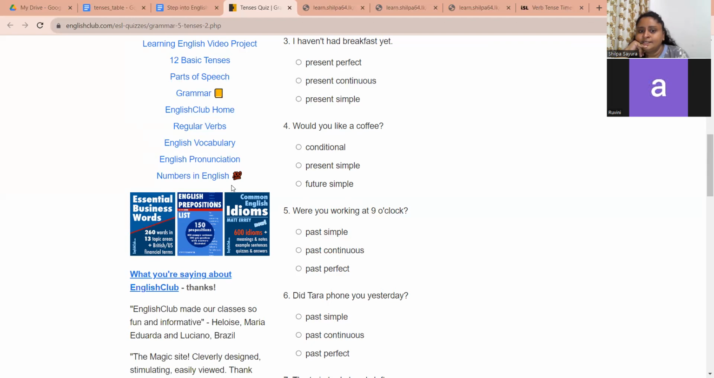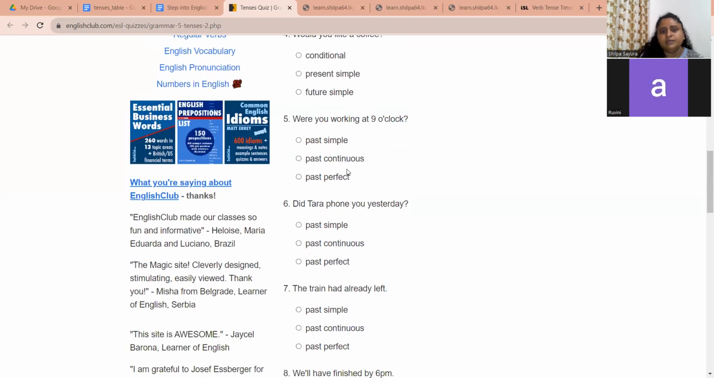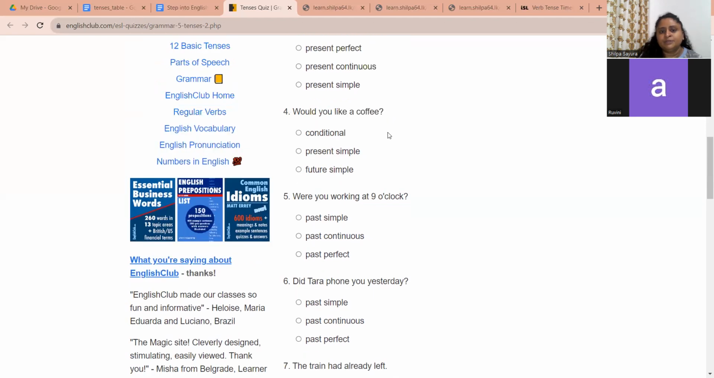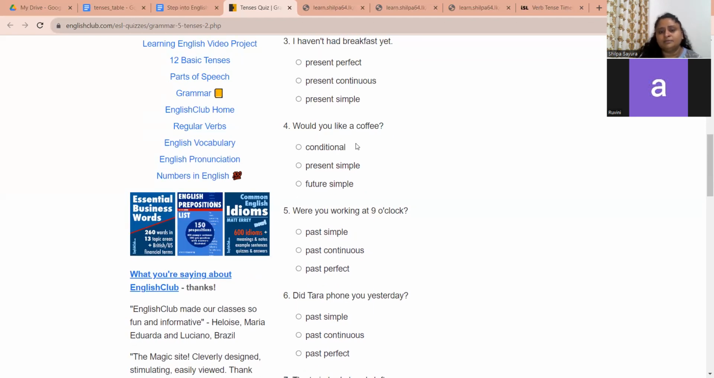What is that? Is it conditional? Is it future simple? Or is it present simple? Is it conditional? No, we have not learned conditional yet. It's simple present tense. Would you, the polite form. Okay, let's talk about this verb would later. It is like, may I go to the temple? May I go to the washroom?